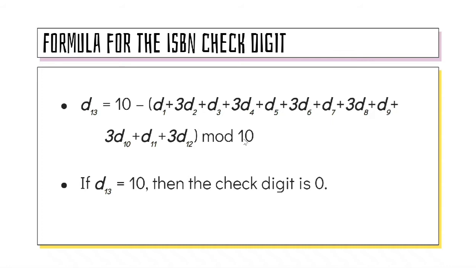Do you notice, class, that the odd digits in the ISBN are taken as is, while the even digits, we multiply by 3? Okay? So if D sub 13 equals 10, then the check digit is equal to 0.